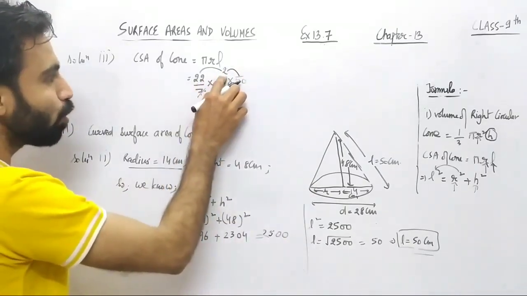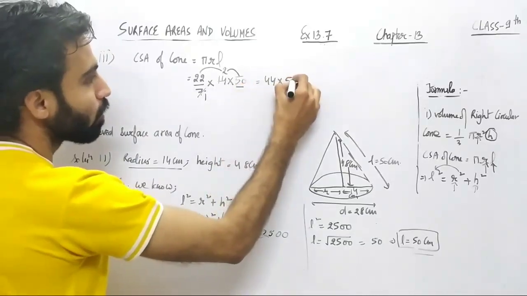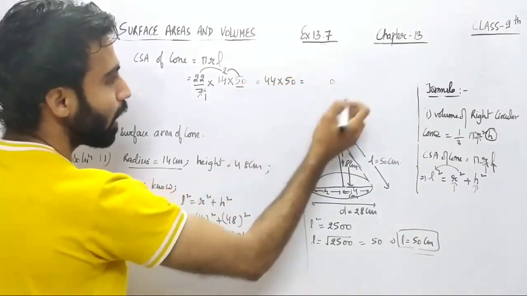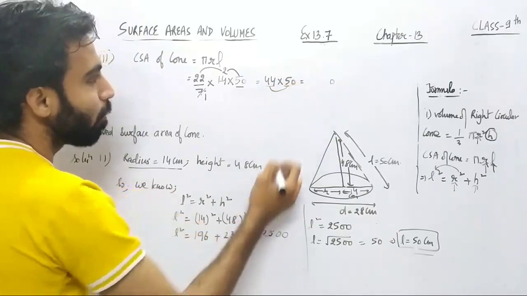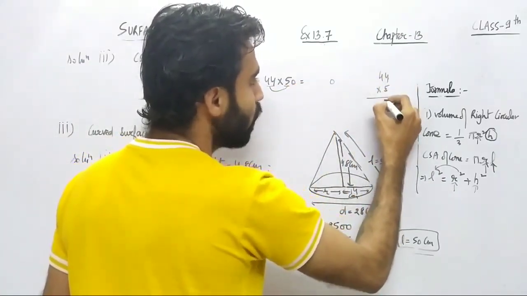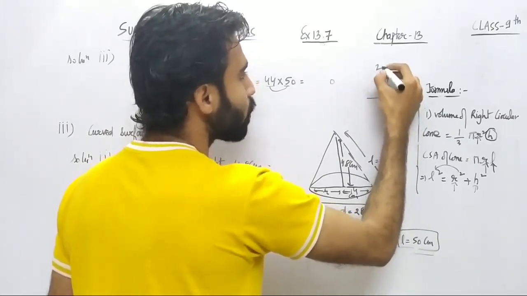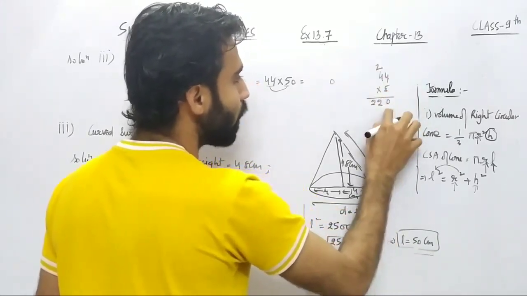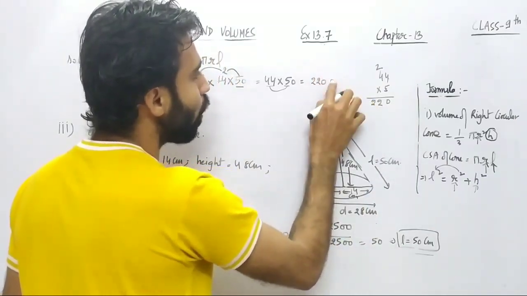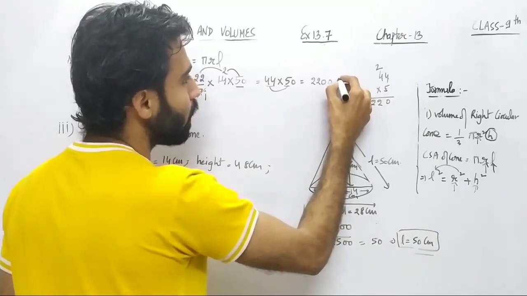So 22 into 2, that is 44, 44 into 50. So let me just check. So this 0 will come as it is. Now I multiply 44 by 5. So 44 into 5. So 5 4s are 20, 0, 2 carry, 5 4s are 20 plus 2, 22, right? So 220 came. So 220 and this 0 as well. So 2200. You can see now.